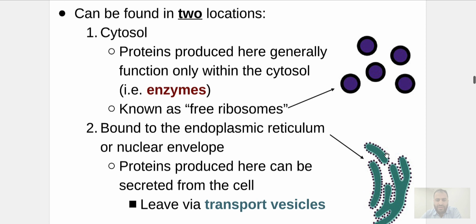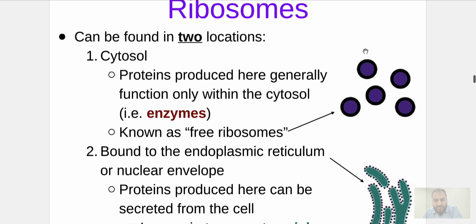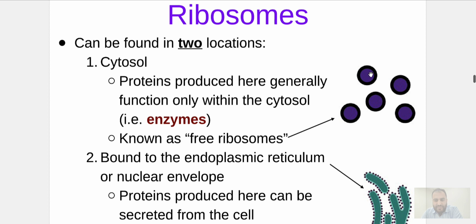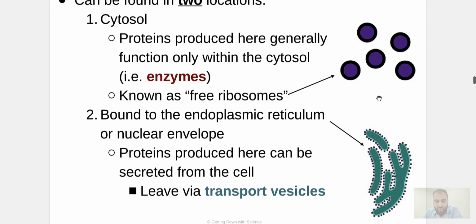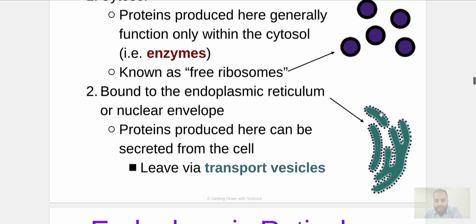Now, one difference when it comes to the function: proteins produced by ribosomes that are free in the cytoplasm generally function only within the cell, for example, enzymes. Whereas proteins that are produced in the ER will be sent outside.